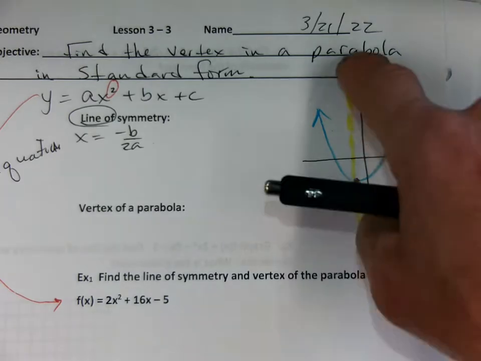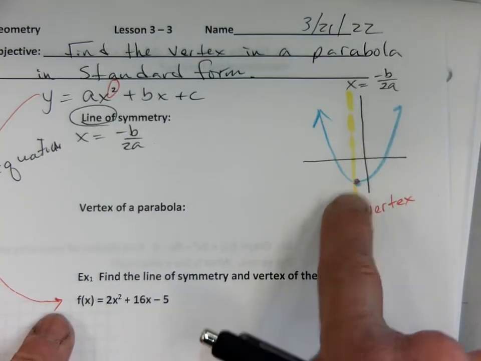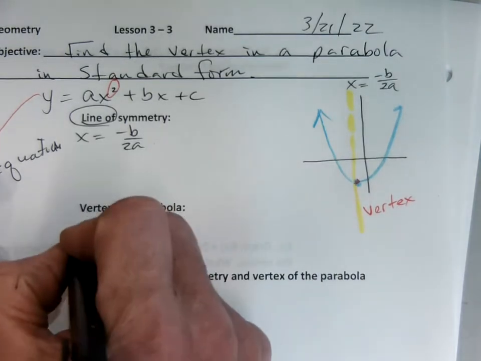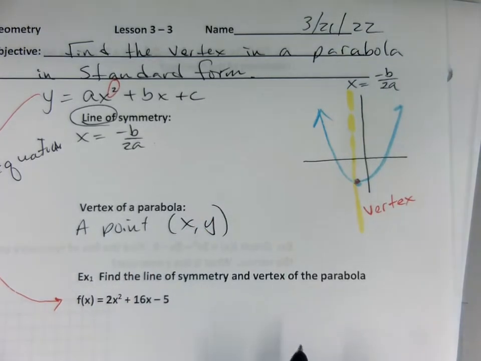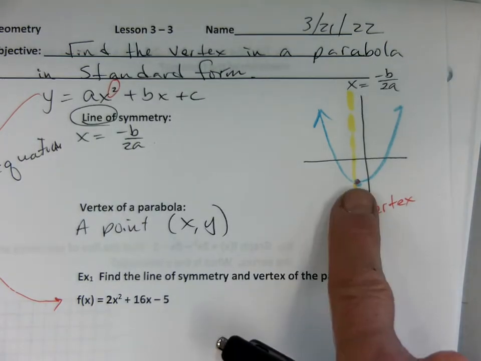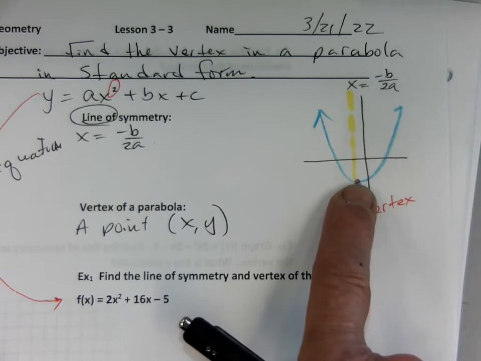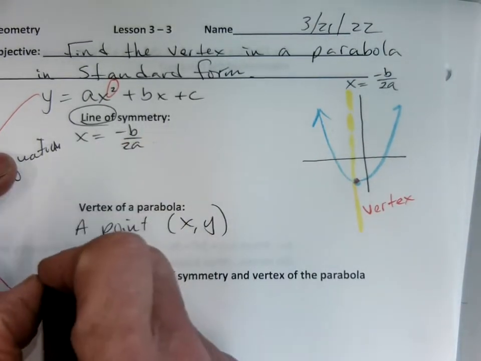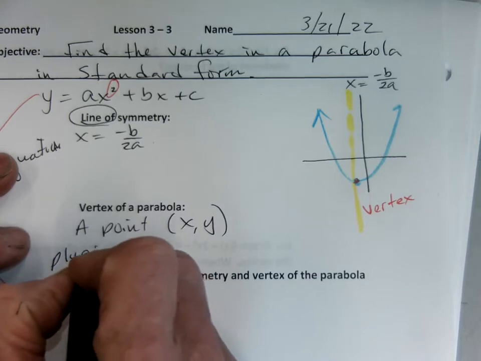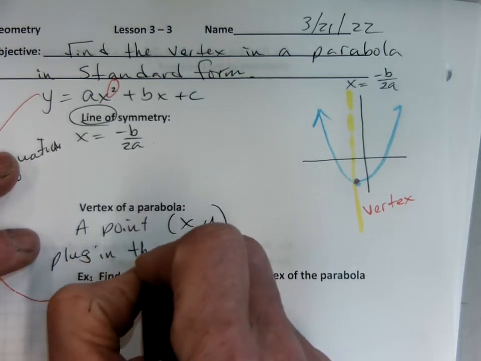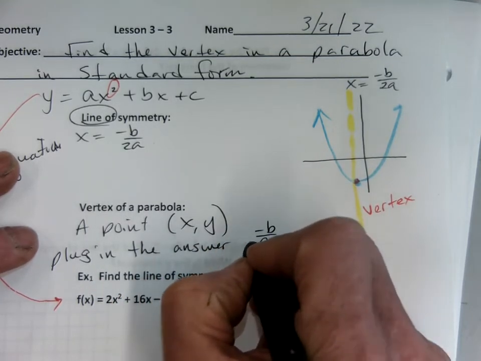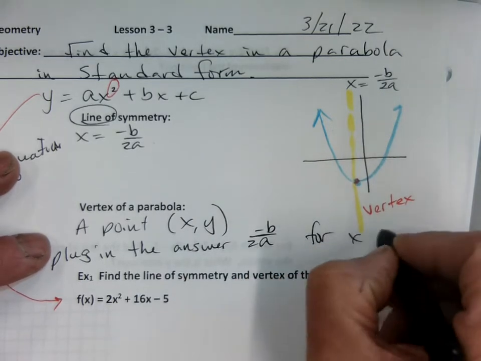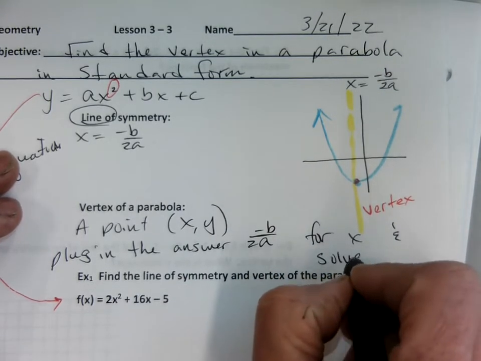But then once you get the line of symmetry, you also need the vertex, which is a point. Vertex is a point, some x comma y, right? A vertex is just a point, some x comma y, but it's the important point. It's the most important one of all because it tells us where the bottom or the top of the parabola is. To get that point, we just plug in the answer, negative b over 2a, for x and solve. Okay, write that down.